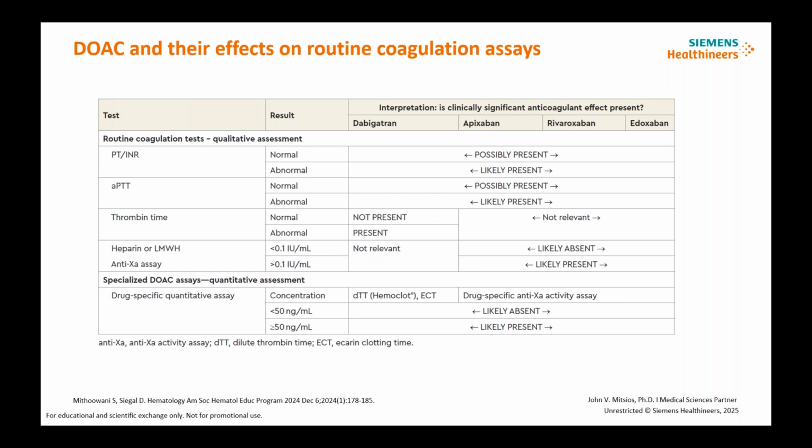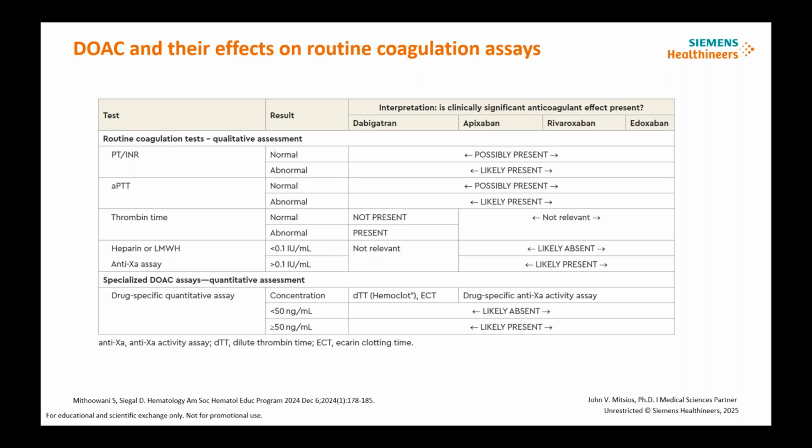coag test. For example, if we're looking at a PT, INR, and APTT, you can see that, irrespective of which anticoagulant you're using, if your PT INR is normal, it could possibly be present, or if it's abnormal, it could be likely present. So not a very definitive answer on whether or not I do or don't have my anticoagulant on board.